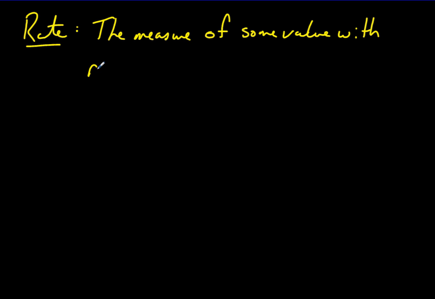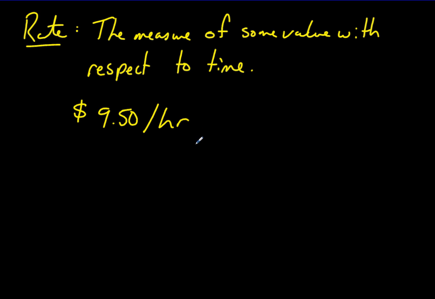Well, a rate is the measure of some value with respect to time. So a rate that you're probably familiar with would be like your rate of pay. You might get paid $9.50 every hour, okay? So this is a rate. The rate is the amount of money, and this is how much you get every hour. Does that make sense? Okay.